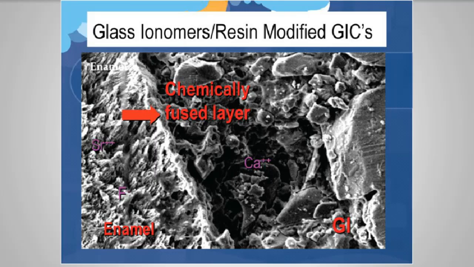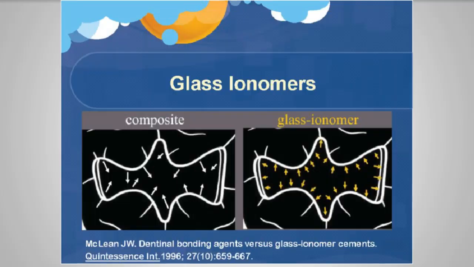But I love it when we don't create a hybrid layer and when we can create this chemically fused layer. There are a few materials like glass ionomer and resin-modified glass ionomer that can do that, and we'll be talking about one of them in a little while.